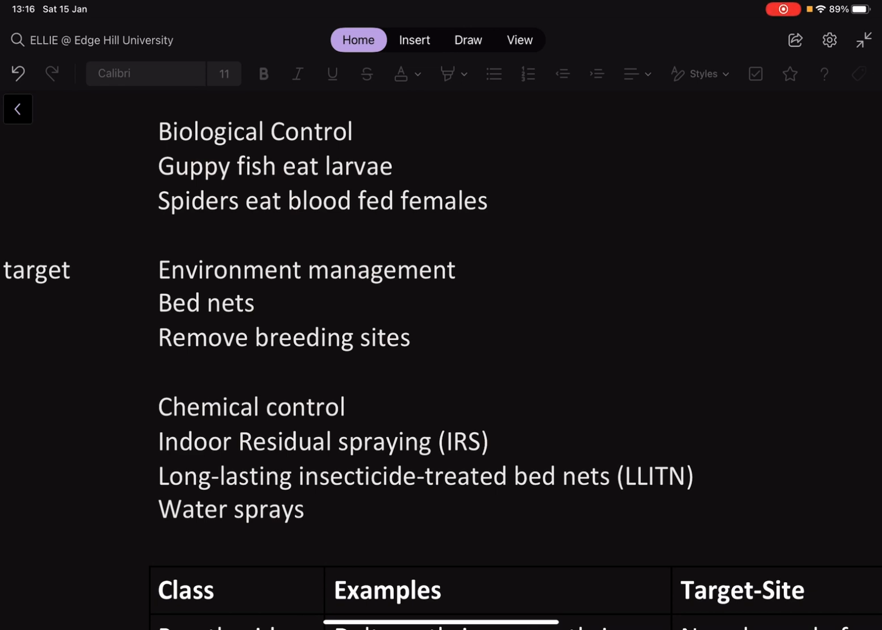We also have environmental management to reduce the amount of water pools around. So if we don't have these pools of water, then there's going to be no breeding sites for mosquitoes, so then you're not going to get as much transmission.